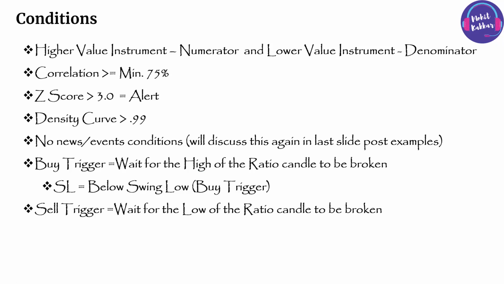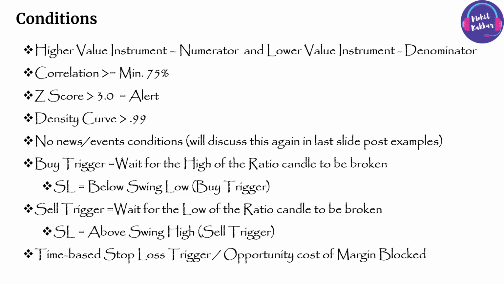Sell trigger is exactly the opposite of it. When the low of the ratio candle is broken, it will be my sell trigger, and the stop loss will be above the swing high of this sell trigger candle. And then, as I said earlier, there will be a time-based stop loss also.